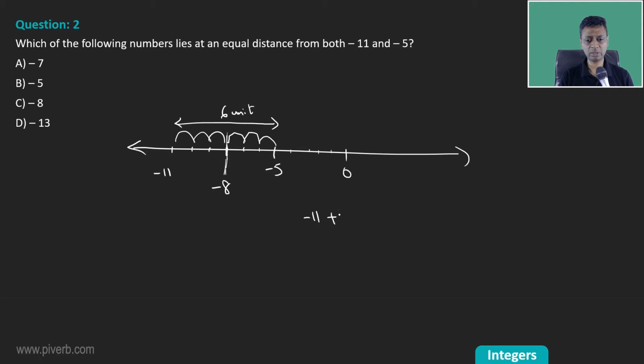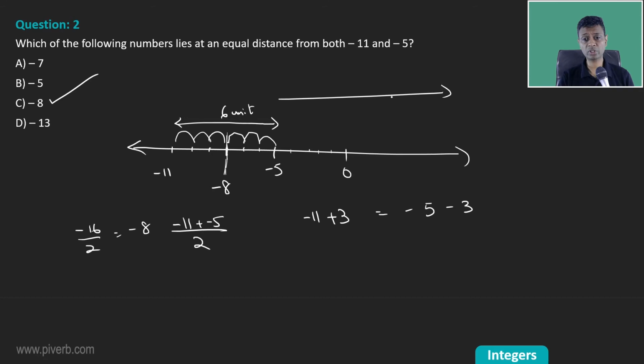Either minus 11 plus 3 or we say it is minus 5 minus 3. From minus 11 add 3 or from minus 5 subtract 3, we'll get to the point equidistant from both, which is minus 8. Another way of thinking about it, this always works. The number smack in the middle is minus 11 plus minus 5 by 2, minus 16 by 2, minus 8.